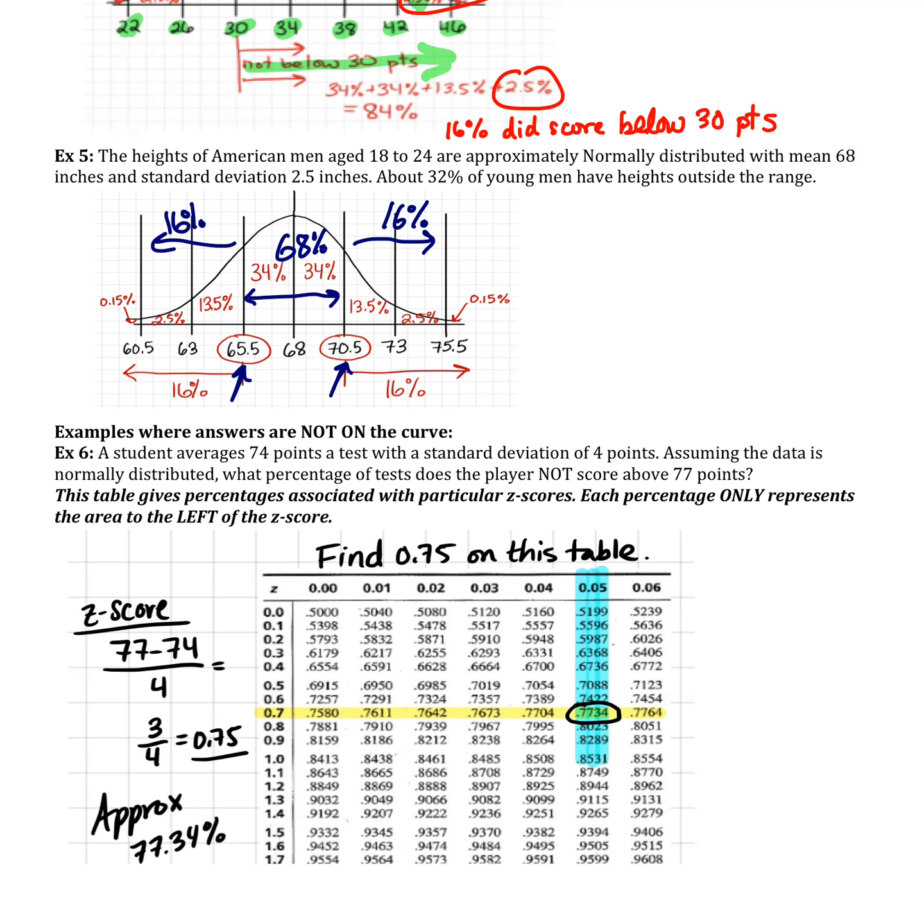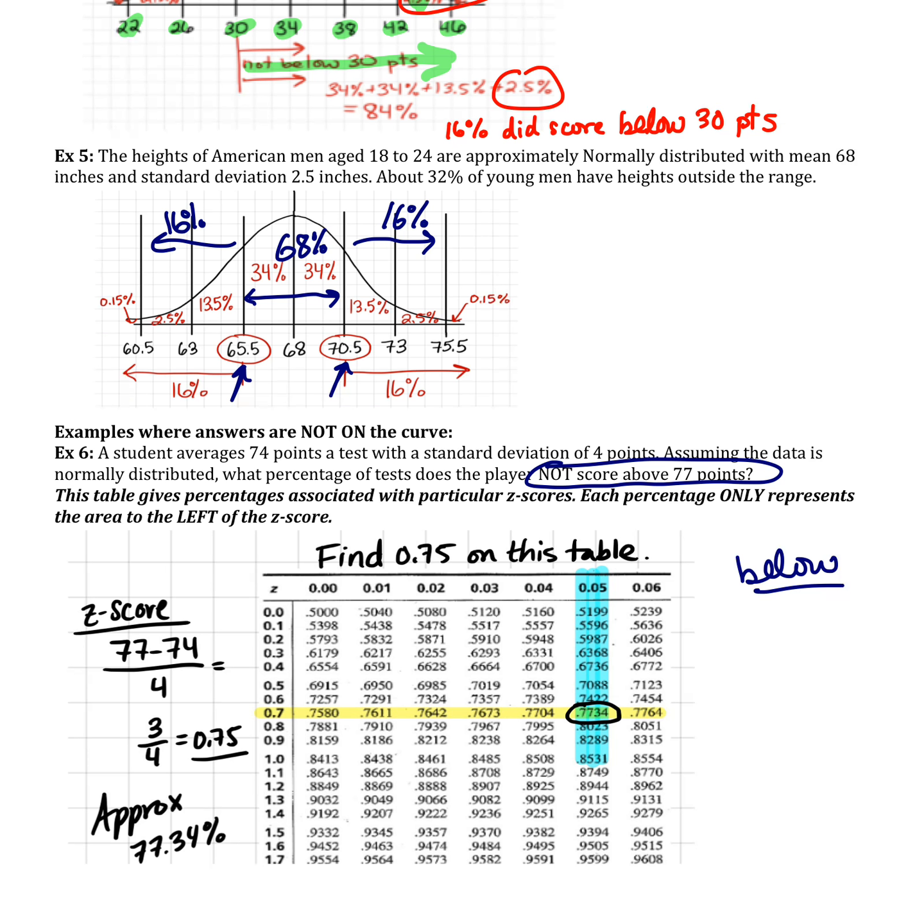Next, when answers are not directly on the curve, we have to go to our table or the calculator that I taught you guys this year. And if a student averages 74 points on a test, has a standard deviation of 4, assuming the data is normally distributed, what percentage of tests does the player not score above 77? Well, if you don't score above 77, you score below 77. And since our table represents values below, we can go straight to our table and boom, we've got the answer.